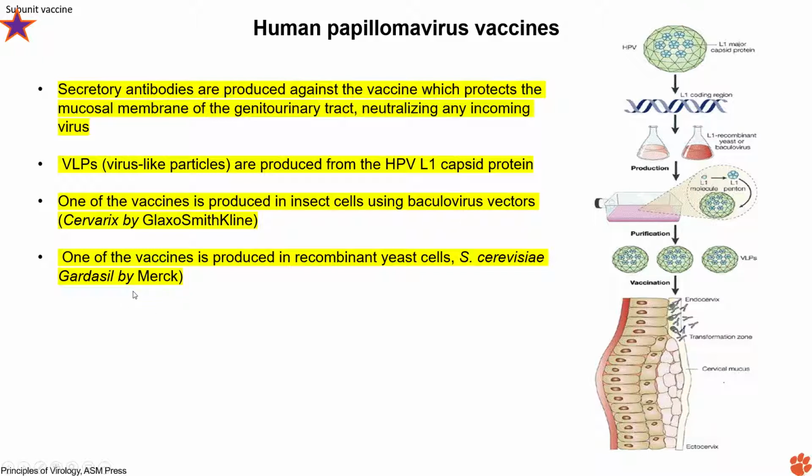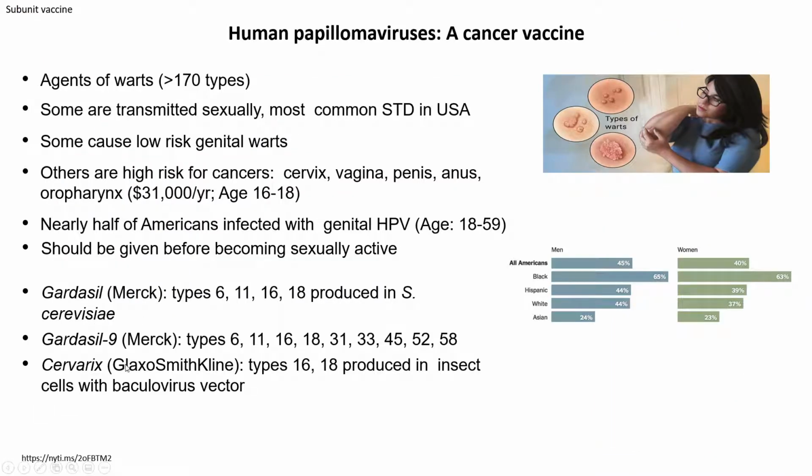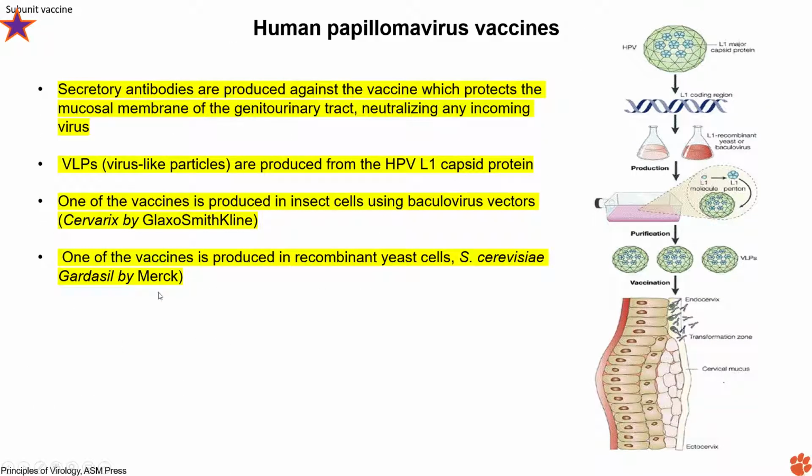On the other hand, say Gardasil, there are several types. There is Gardasil and Gardasil 9, right here, and against the different types. They are, on the other hand, produced in Saccharomyces cerevisiae.